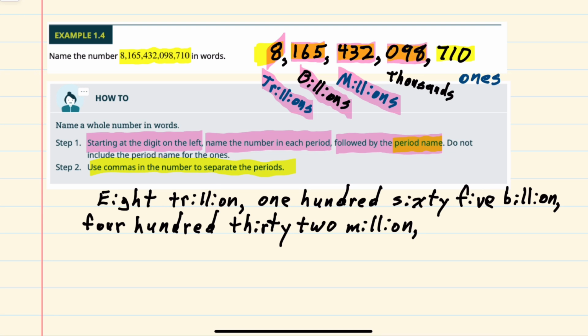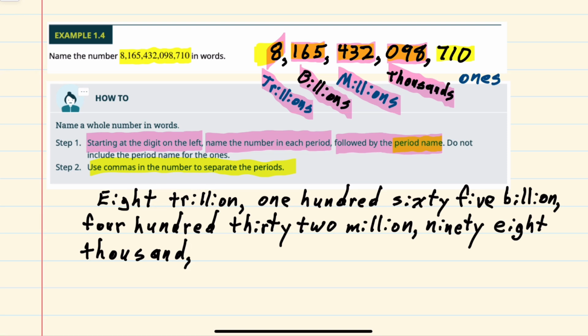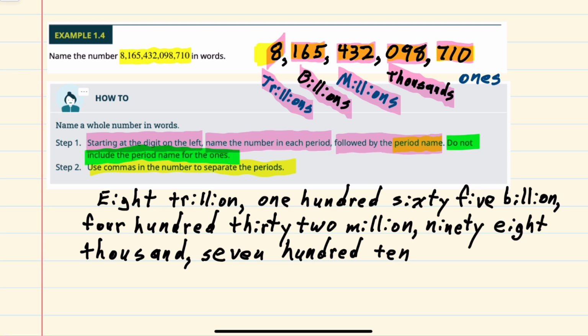Writing that in words is just 98. Then the name of the period again, here is thousands. That's the end of the period, so we'll add a comma. And then our last period, writing that as a number, is 710. And notice that we do not include the period name for the ones, so no need to say ones at the end here. This number in words is 8,165,432,098,710.